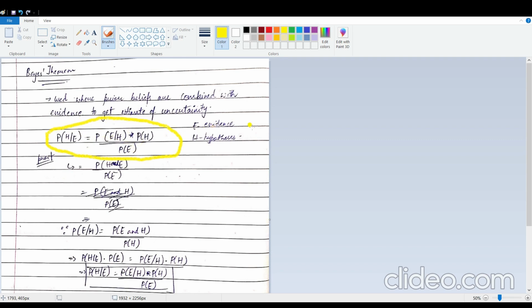E is evidence and h is hypothesis. So hypothesis is like your conclusion, and evidence is like your condition. So based on a certain evidence, you bring a certain conclusion. So these are like that. Now how do we prove this?